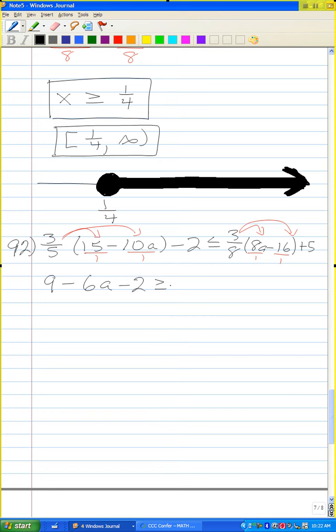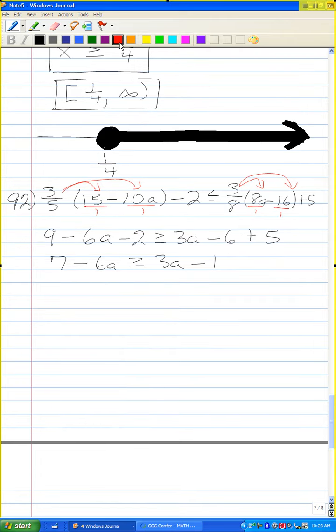Minus 2 is greater than or equal to 3/8 times 8a over 1. Well, the 8a divided by 8 is just a, times 3 is 3a. 16 divided by 8 is 2, times 3 is 6, plus 5. Combine like terms. 9 minus 2 is 7, minus 6a, greater than or equal to 3a. Negative 6 plus 5 is negative 1. Let me add 6a to both sides of my inequality.